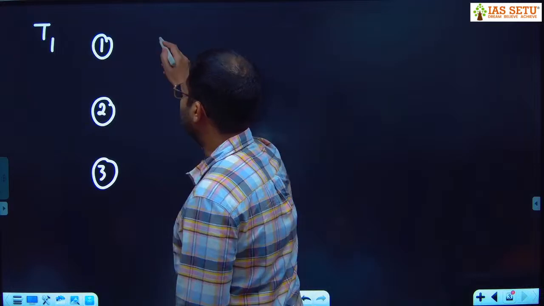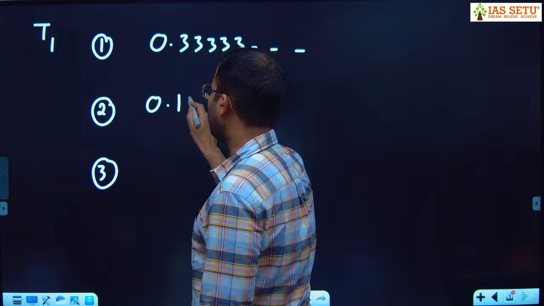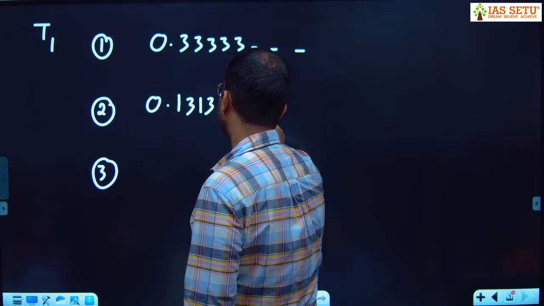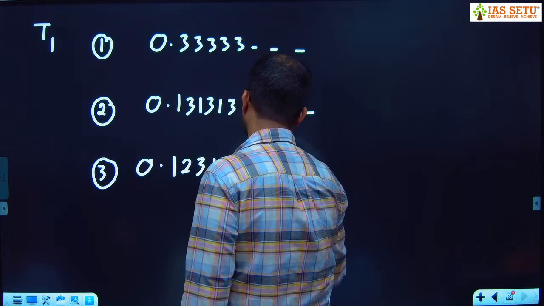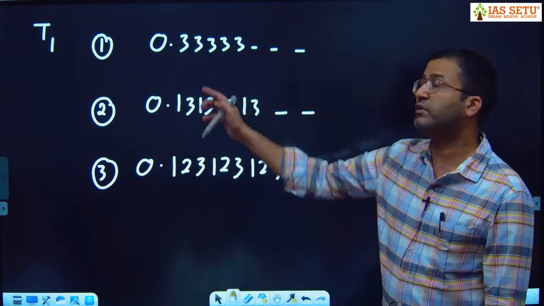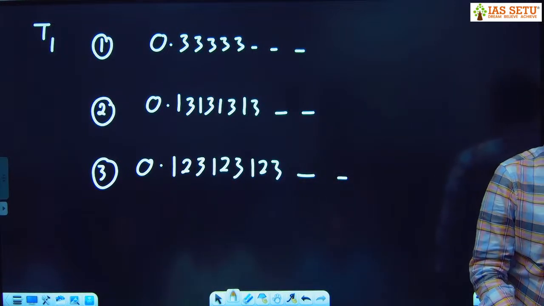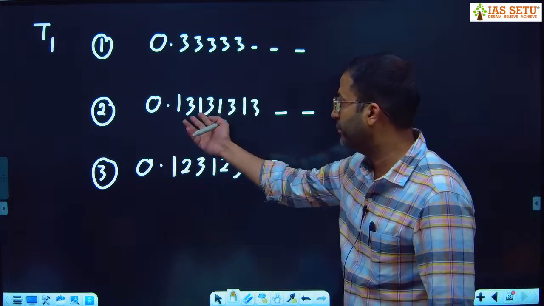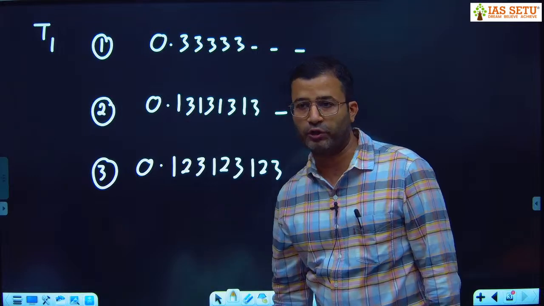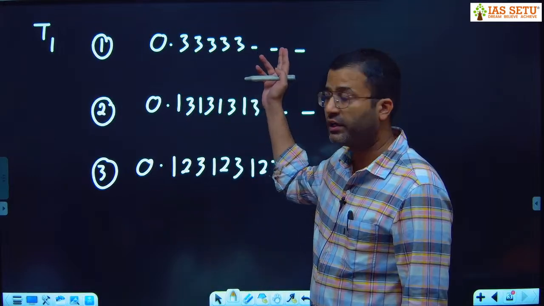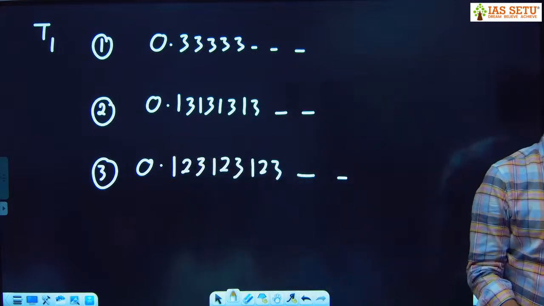0.33333, 0.13131313, 0.123123. What is our type 1? Immediately after the decimal there is a repetition, but it is not necessarily repetition of only one digit. There can be repetition of two digits, three digits, four digits. Here 3 reoccurs again and again, here 1 and 3 reoccur again and again, here 1, 2, 3 reoccur again and again.